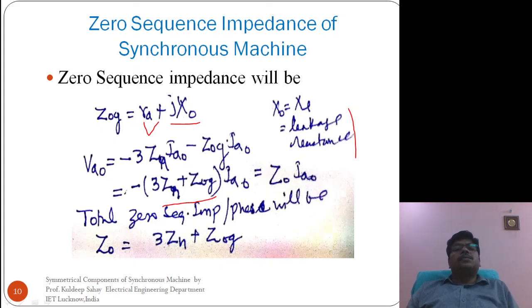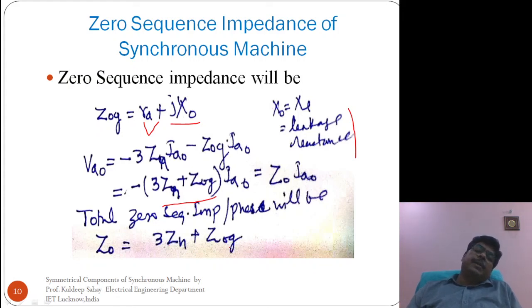To get the negative sequence impedance of the machine, you have to supply current from the armature side, which flows opposite to the main field and rotates at double the synchronous speed, so it faces not only the direct axis reactance but also the quadrature axis reactance. So the average reactance offered by the machine will be direct axis plus quadrature axis divided by 2. That will be the negative sequence impedance, and it can be easily determined in a laboratory.